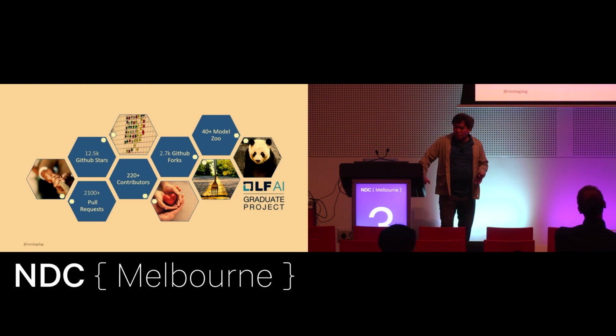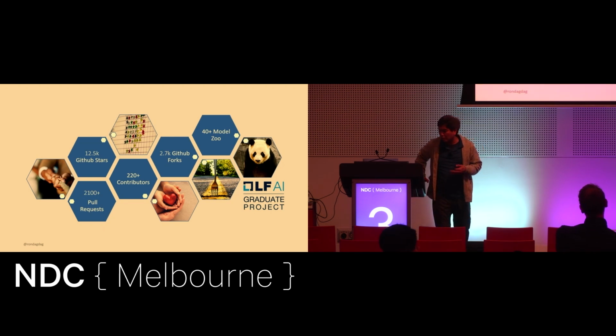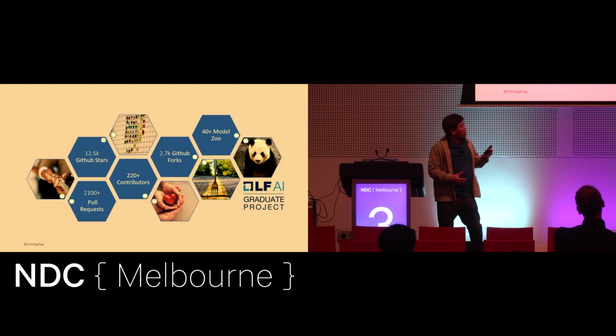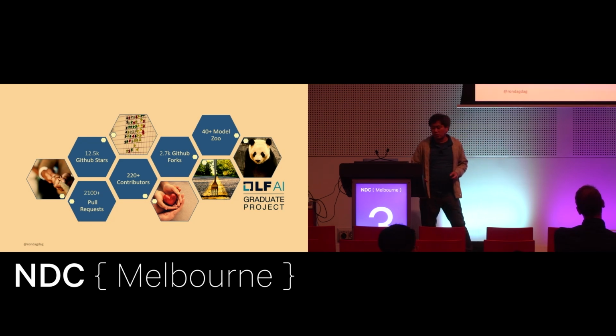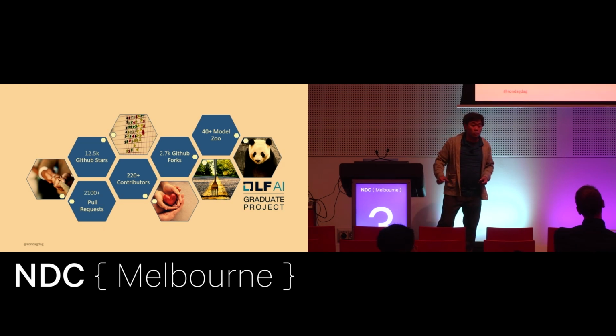Of course, it's on GitHub. It has about 2.7 GitHub forks, 12,000 GitHub stars. It is actually a graduate of the Linux Foundation AI project. So it is ready for production use.